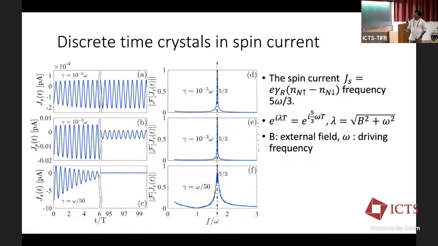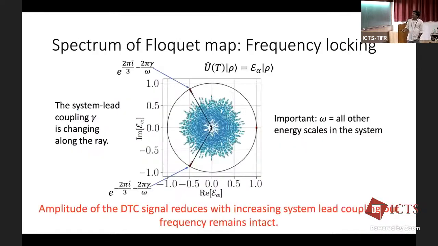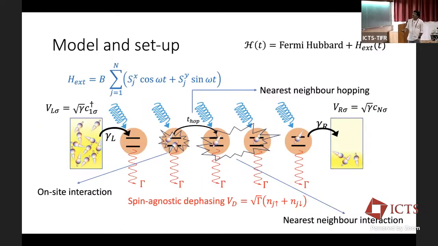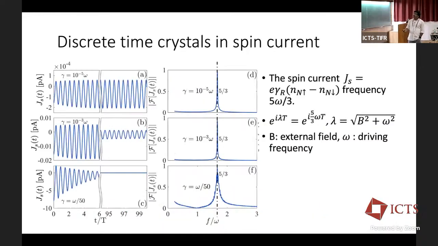So this is the kind of picture I have. I'm plotting here the spin current. Spin current is the difference between the up-spin current and down-spin current. I think I forgot to mention the kind of setup I'm imagining is a quantum dot array. Here in a quantum dot array, we naturally can implement these source and drain. So here I plot spin current as a function of time for, say, 100 driving periods.